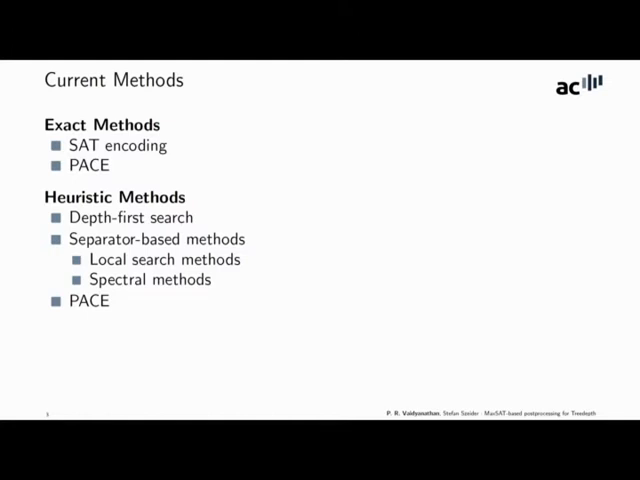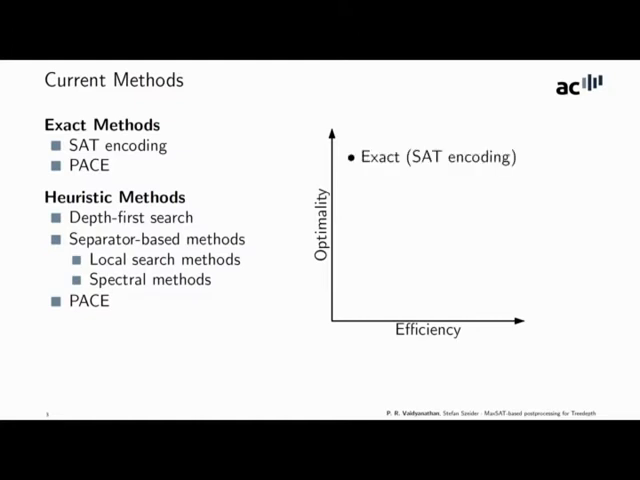So if you analyze the efficiency versus the optimality of the existing methods, the exact methods are quite high on optimality, but can only scale up to a small number of vertices, whereas the heuristic methods are quite scalable but lack in optimality. And our algorithm, which is a SAT-based local improvement method, slots in somewhere in between.